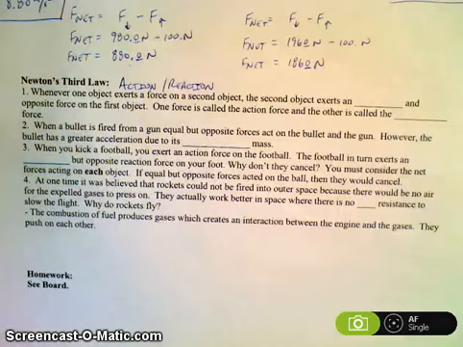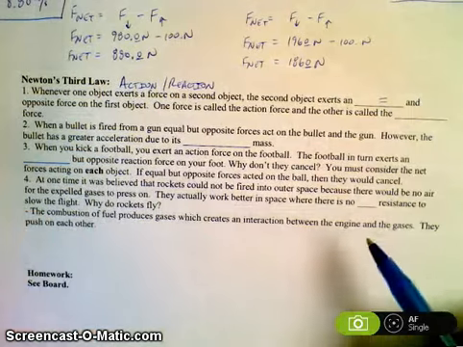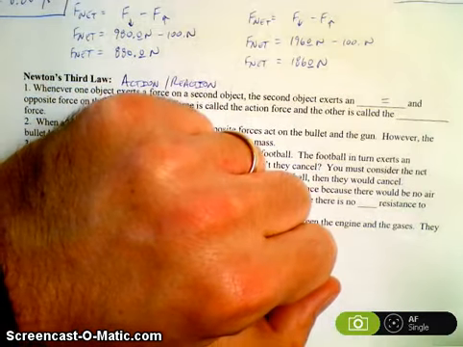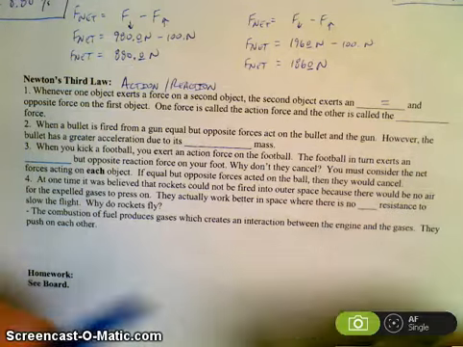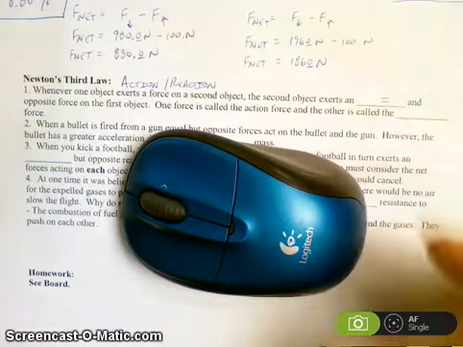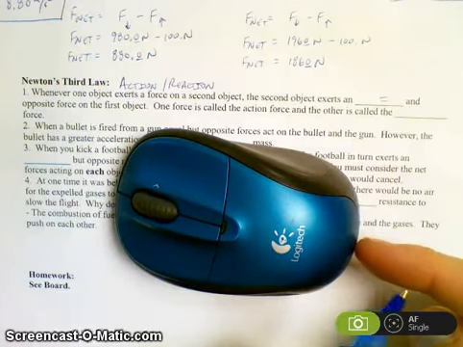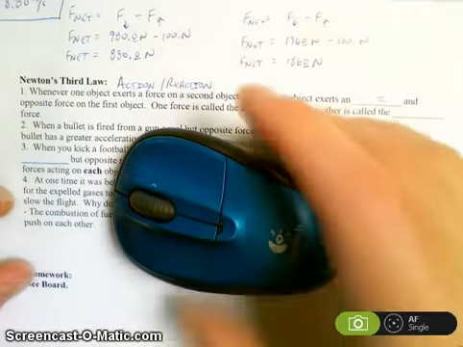So let's look at point 1. Whenever an object exerts a force on a second object, the second object exerts an equal and opposite force on the first. So for example, if I push down on the desk, the desk is pushing up on my hand. So it's an equal but opposite force. Or if I have a mouse here, if I push on the mouse, it's pushing back on my finger. So action would be finger on mouse, reaction mouse on finger.